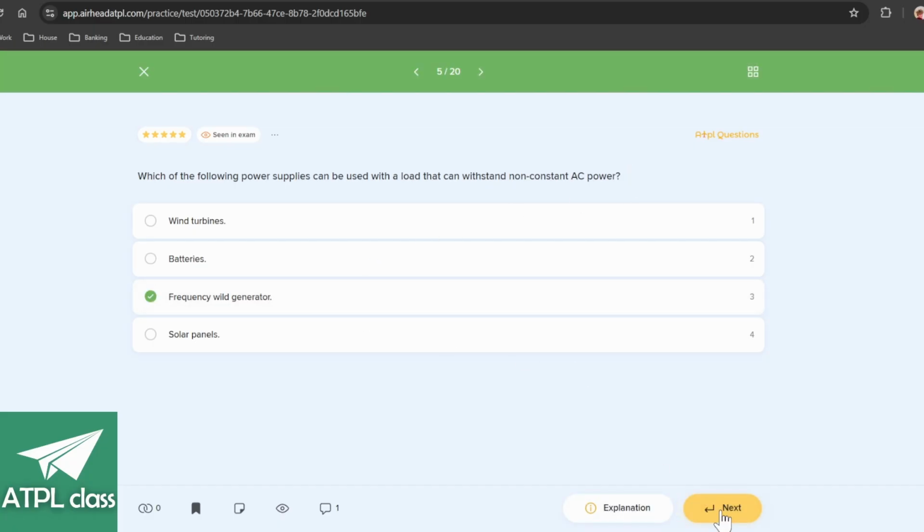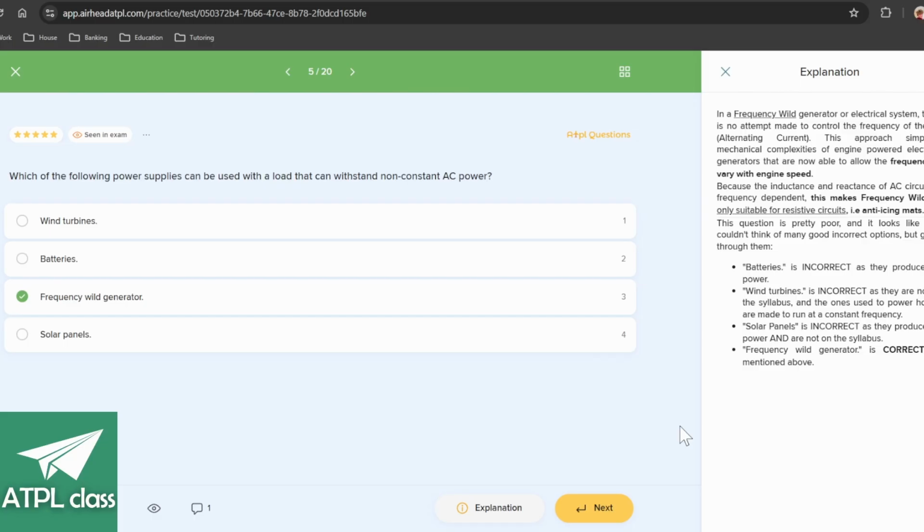I'll look at the explanation for that one. In a frequency wild generator or electrical system, there is no attempt made to control the frequency. This approach simplifies mechanical complexities of the engine-powered electrical generators that are now able to allow the frequency to vary with engine speed. So this is like if you didn't have a constant speed drive, you get a variable frequency. Batteries produce DC, yeah. Wind turbines are made to run at a constant frequency. They've basically got a constant speed drive in them. And solar panels produce DC, as I guessed correctly.